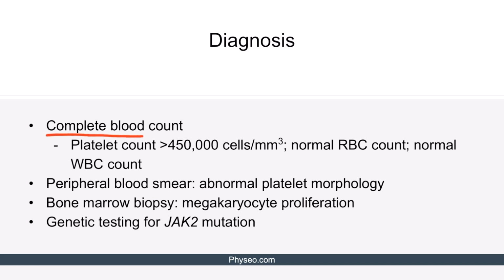First, complete blood count will reveal the platelet count more than 400,000 with normal concentrations of red blood cells and white blood cells. Peripheral blood smear, on the other hand, will reveal abnormal platelet morphology. Bone marrow biopsy typically shows megakaryocyte proliferation. Genetic testing for JAK2 mutation can also be done.